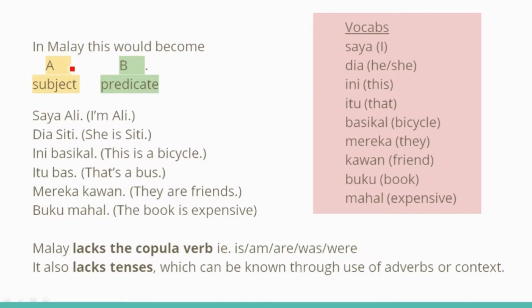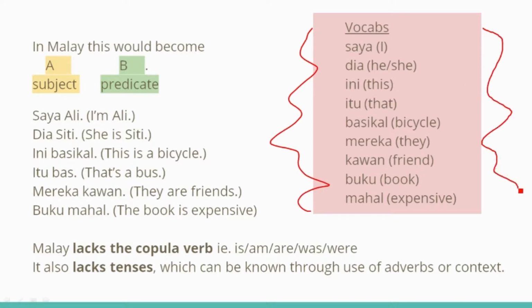So in Malay, the pattern that we see just now would become A, subject, followed by B, the predicate. For example, saya Ali. I'm Ali. Dia Siti. She is Siti. Ini basikal. This is a bicycle. Itu bus. That's a bus. Mereka kawan. They are friends. Buku mahal. The book is expensive. By the way, the words on the top right side of the screen show you the vocabulary that you need to know in this lesson.